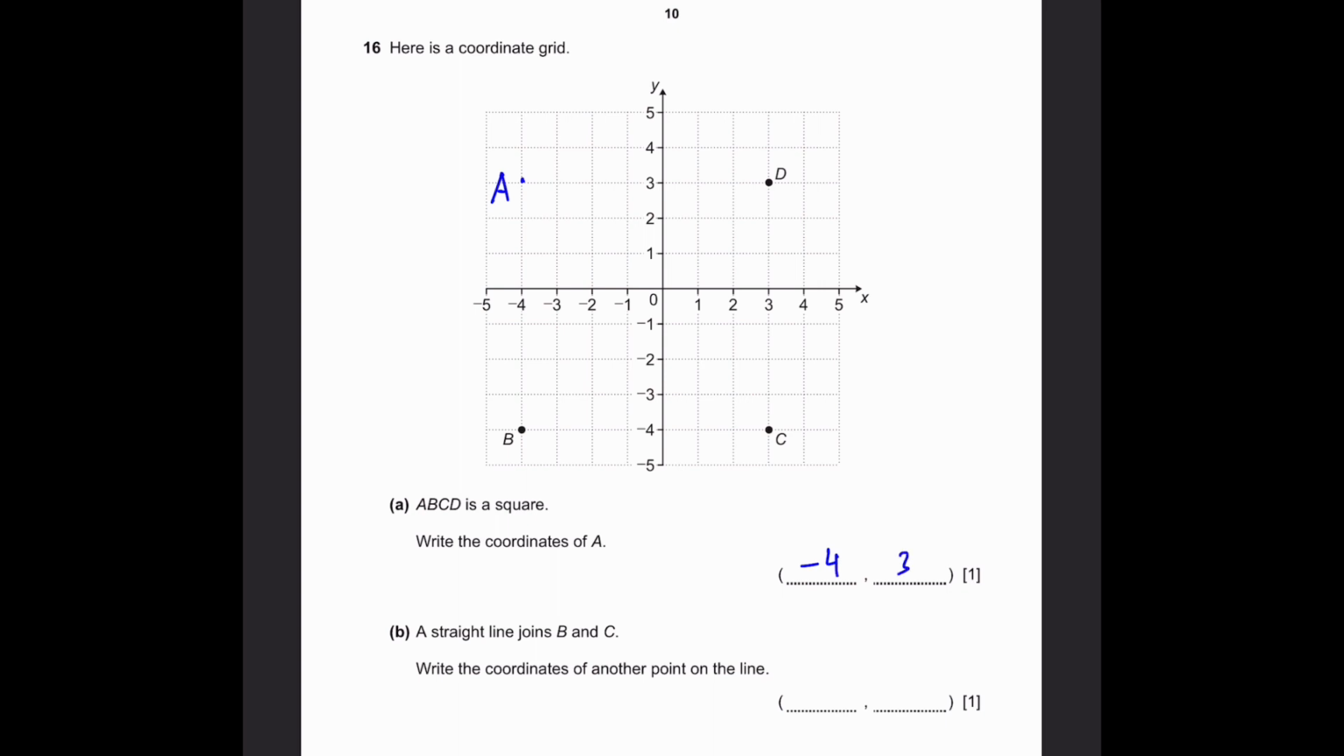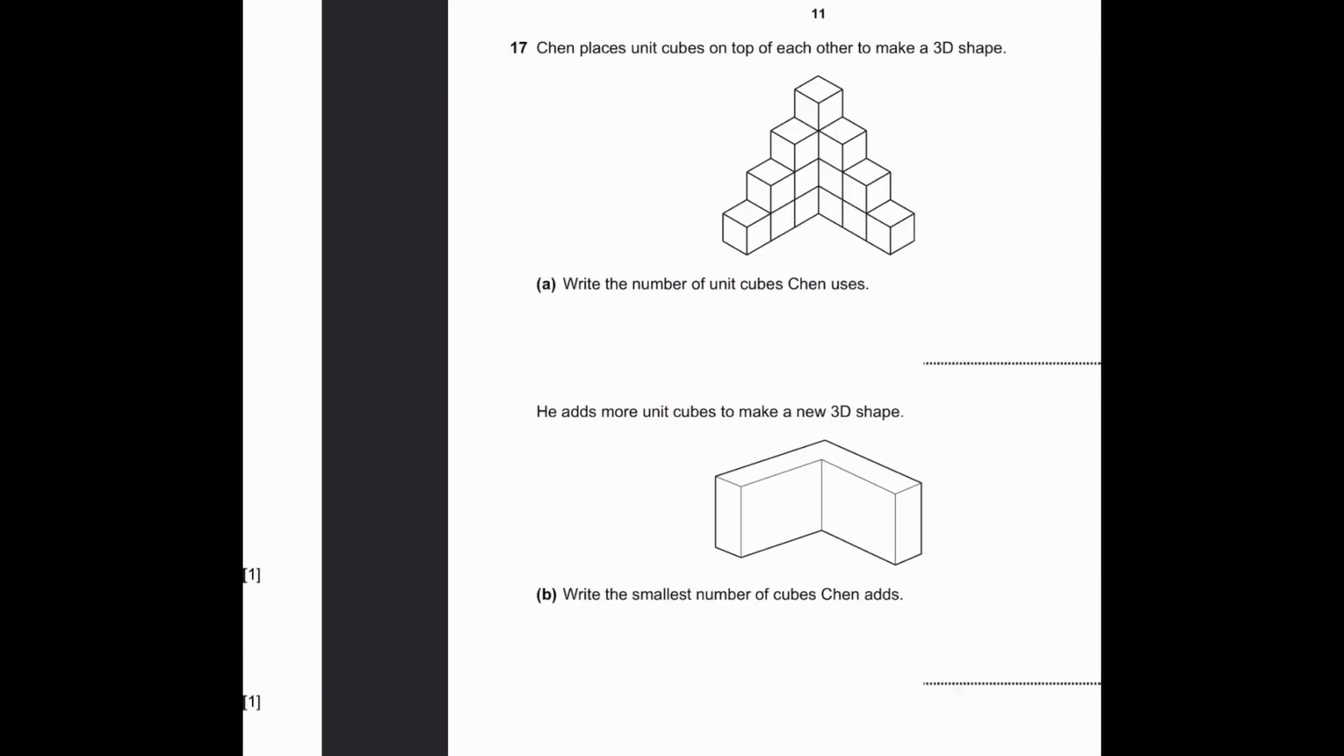B, a straight line joins B and C. Write the coordinates of another point on the line. We can draw a line over here, B to C. So another point on this line, we can just take any one of these few points which are here. And let's say this point, minus 3, comma minus 4. In reality, it's any point which has the y value as minus 4 and the x value as anything in this range of minus 4 to 3. That's the answer. Question 17.